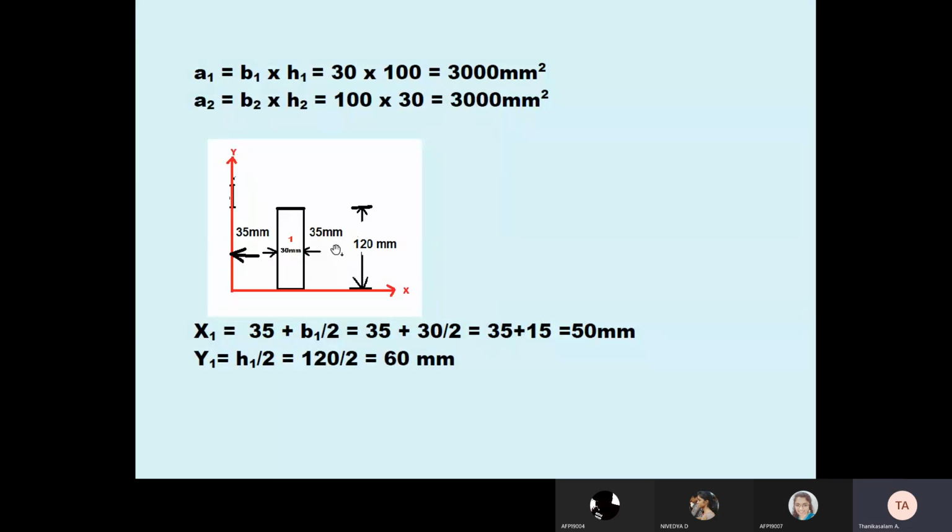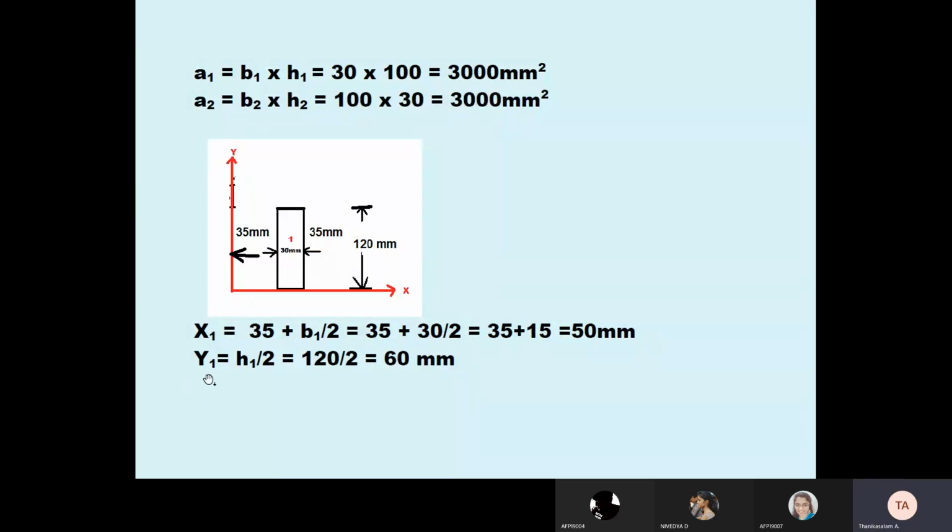So we are calculating x. Which one is the reference, the y-axis? From the y-axis, how much distance? 35 plus the center formula. For the rectangle, what is x? B by 2, that is b1 by 2. So 30 divided by 2. So 35 plus 15, 50 mm. Students, if it is not touching the reference axis, first calculate the distance.